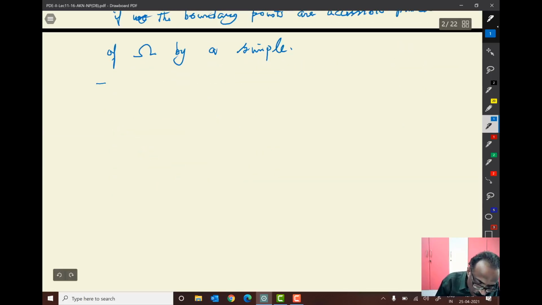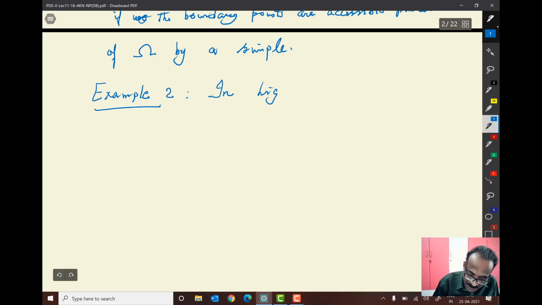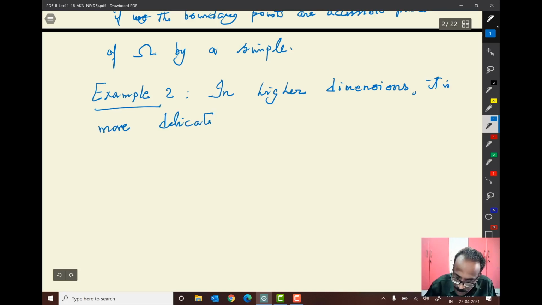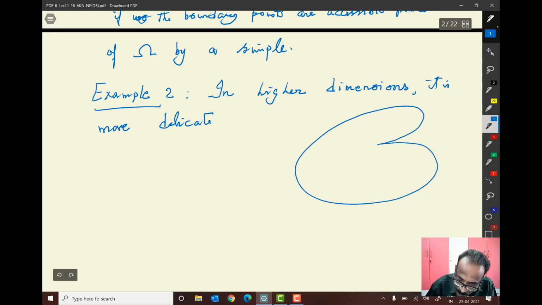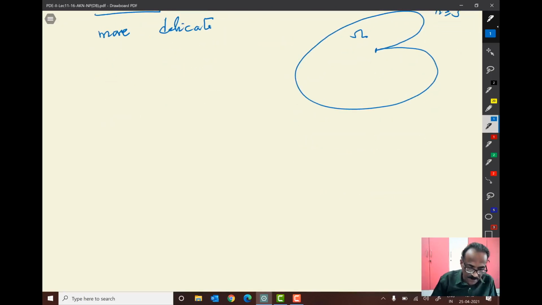So in R2 it is more or less easy to solve in a domain, but example 2, when you go to higher dimensions, things are not that simple. It is more delicate. For example, if you have a domain with a sharp tip in n greater than or equal to 3, solubility is an issue in such kinds of domains. So one condition of regularity is what is called an exterior sphere condition.